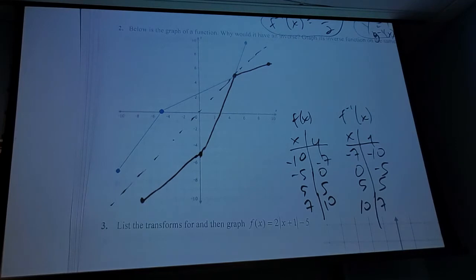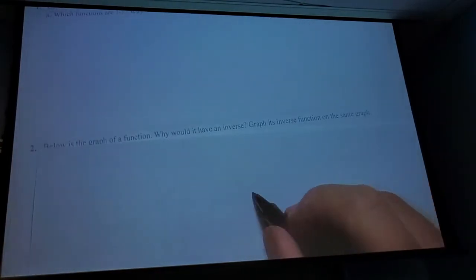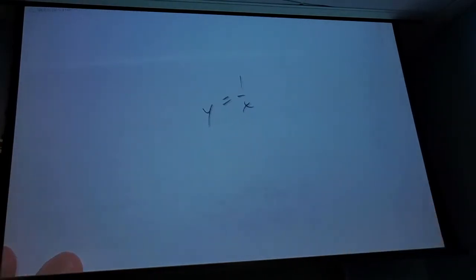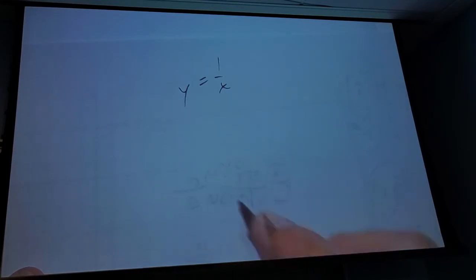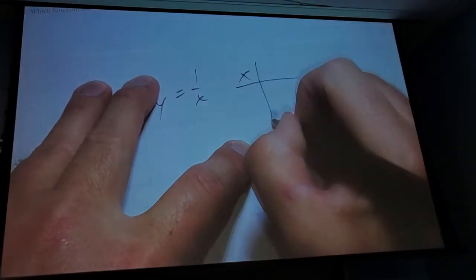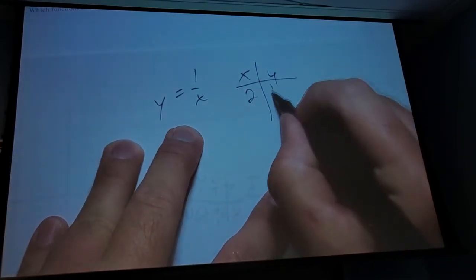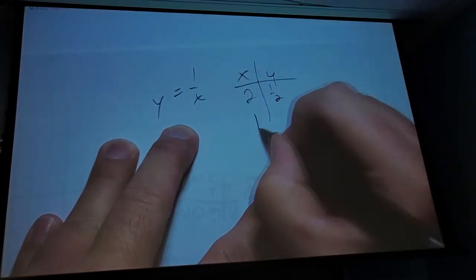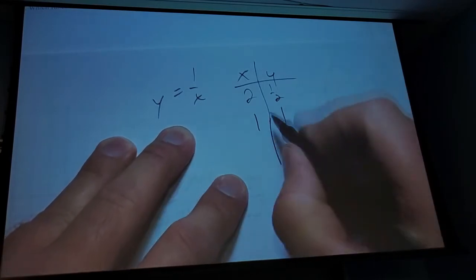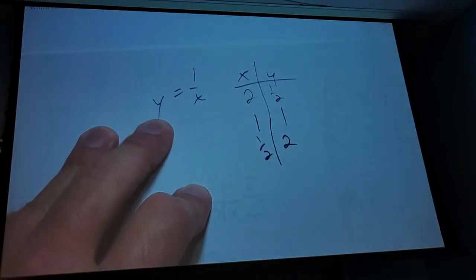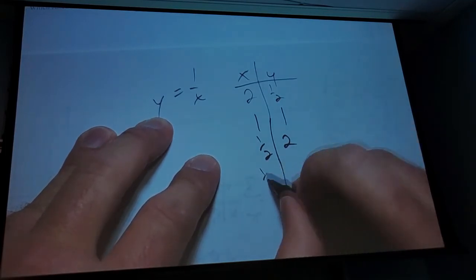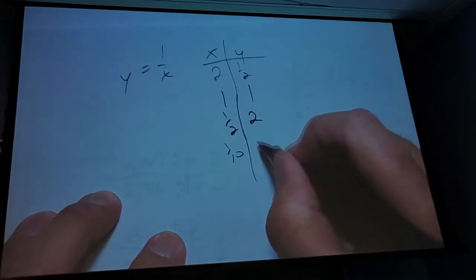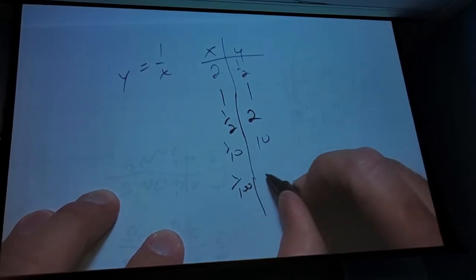So watch, what does 1 over x look like if I graph it? Does anyone know? You do? What's it look like? Okay. So real quick, x, y. If I put a 2 in, I get 1/2, correct? If I put a 1 in, I get 1. If I put a 1/2 in, I get 2, like we just got a minute ago. What if I put a 1/10 in? 10. What if I put a 100th in? 100.